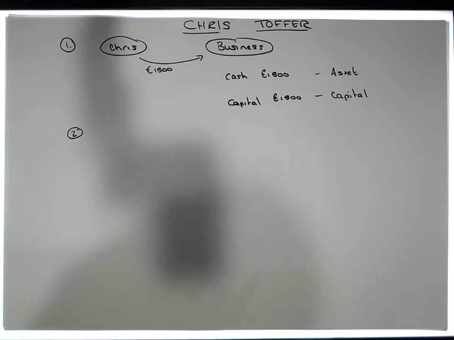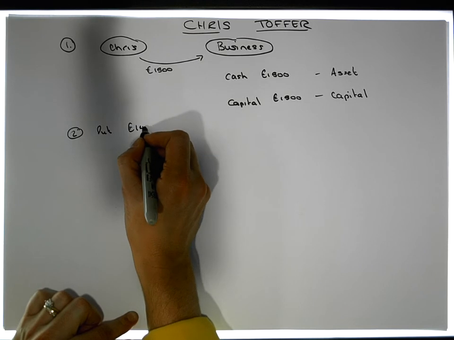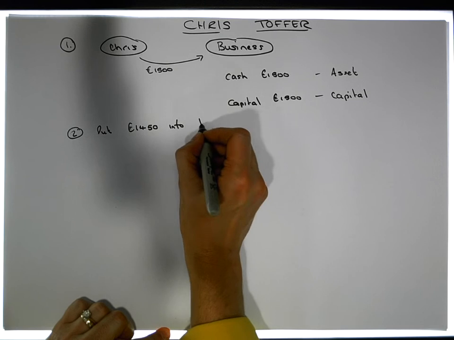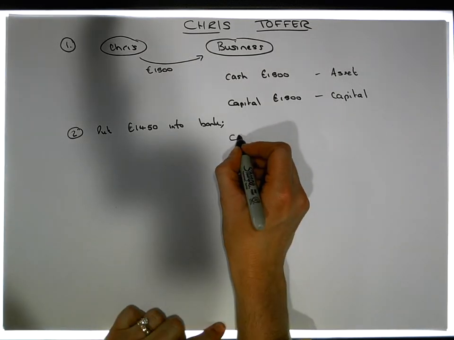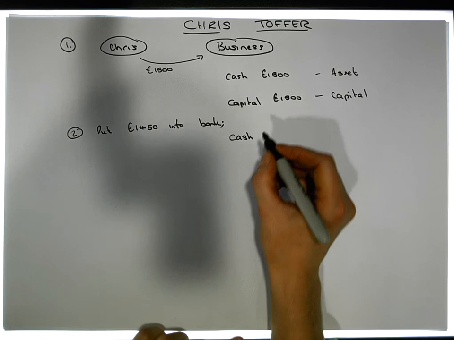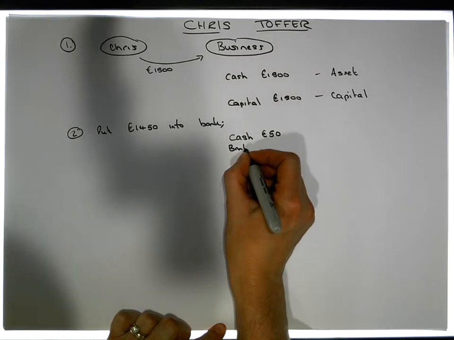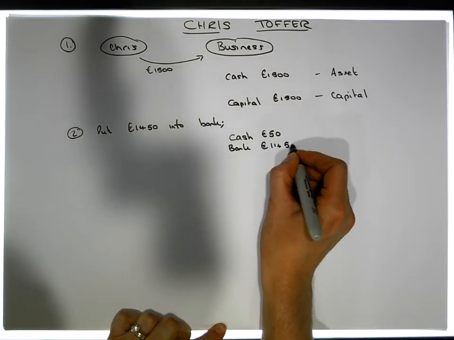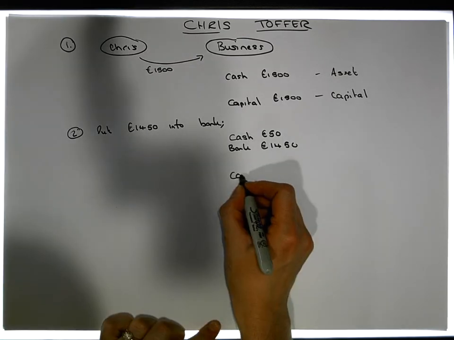Chris wants to put some of the cash into the bank for safekeeping. So he wants to put 1450 into the bank. So basically his cash balance is reducing by the 1450, but his bank balance is increasing by the same amount. So how do his assets and capital look now? He no longer has 1500 in the cash. He only has 50 because he took out 1450. But that has gone into the bank. So his cash is reduced, but his bank is increased. His capital hasn't changed. The business still owes 1500 to Chris. So his capital is staying the same.